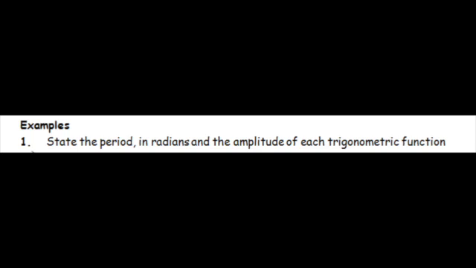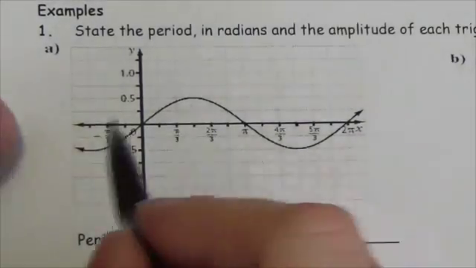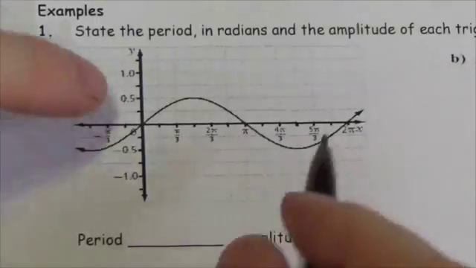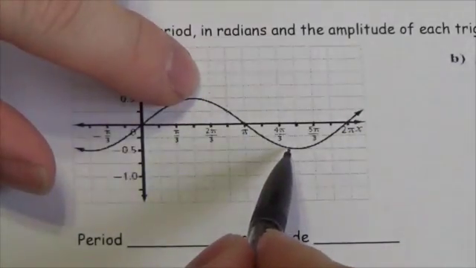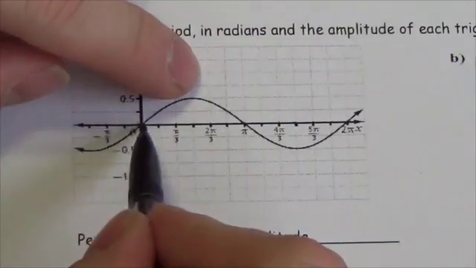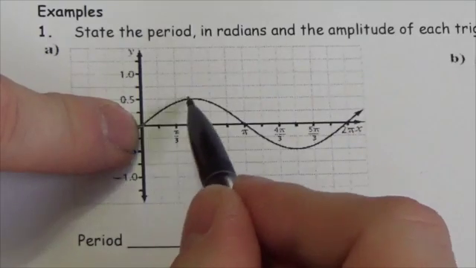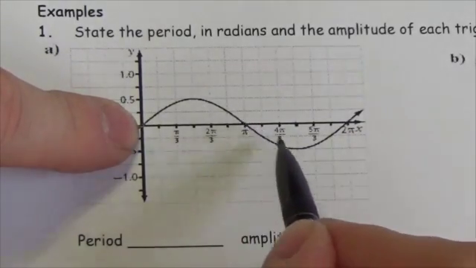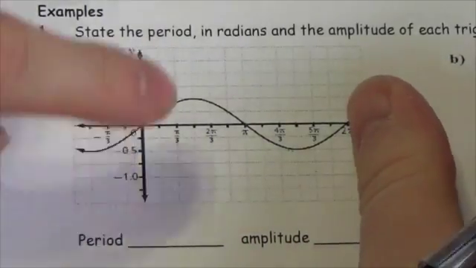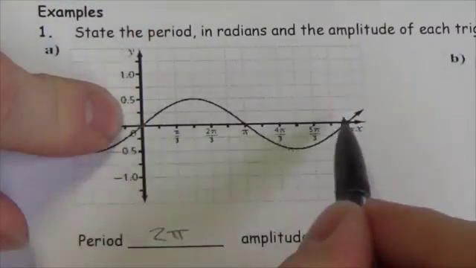State the period in radians and the amplitude of each trigonometric function. Okay, well, let's look at the period first. A period has to have 4 motions. Now, this appears to be evenly distributed over the x-axis here, so the middle here must be on the x-axis. So here's my period here: from the middle to the top, top to the middle, middle to the bottom, bottom to the middle. So there's my 4 motions. There's my period. The answer is 2 pi. Okay, from 0 out to 2 pi.